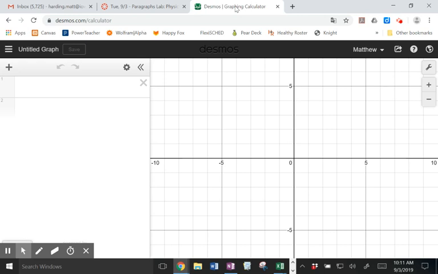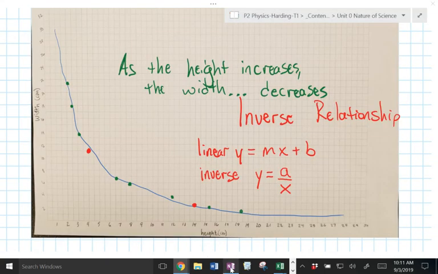If you've got an inverse relationship, let me pull that back up. You've got an inverse relationship, so the reason I'm asking you to put it in Desmos is to try to find the value for A. What is the number value of it? The other thing I need you to consider here, what are the units for A? What the heck is he talking about?